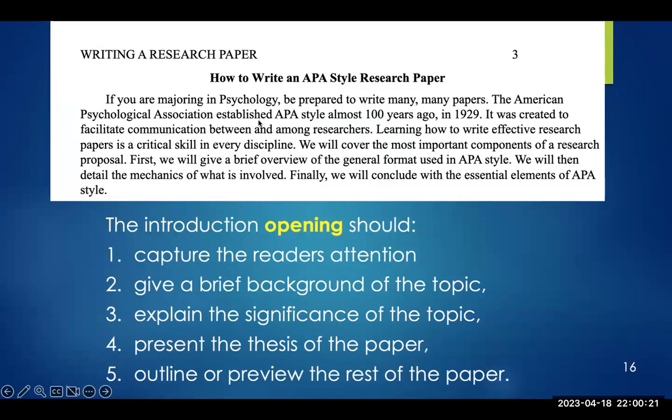if you're majoring in psychology, be prepared to write many, many papers. The American Psychological Association established APA style almost 100 years ago in 1929. It was created to facilitate communication between and among readers. So that's kind of giving you a little background. And here's the outline. We will cover the most important components of a research proposal. First, we will give a brief overview of the general format used in APA style. We will then detail the mechanics of what is involved. Finally, we will conclude with the essential elements of APA style. So just a few sentences, but it actually captures a lot of important information.